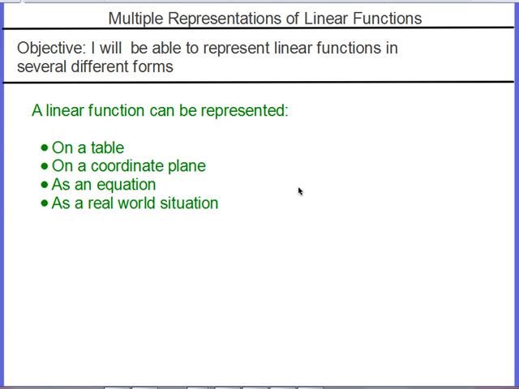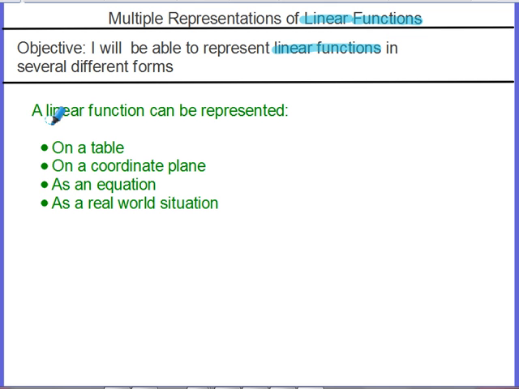Welcome, ladies and gentlemen. Today I'm going to be teaching you about multiple representations of a linear function. And you should already know what these terms function and linear mean from previous videos. Remember, a function is just a relationship between two variables, and a linear function is a function that creates a straight line.